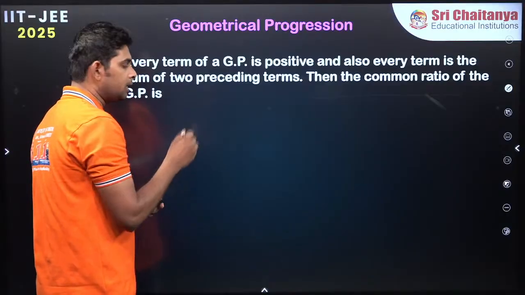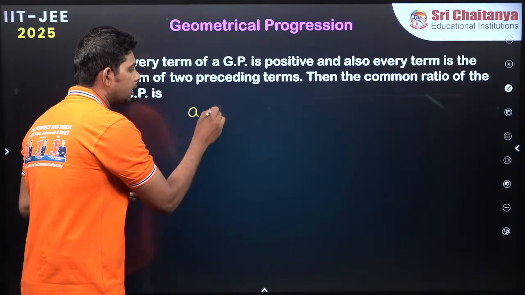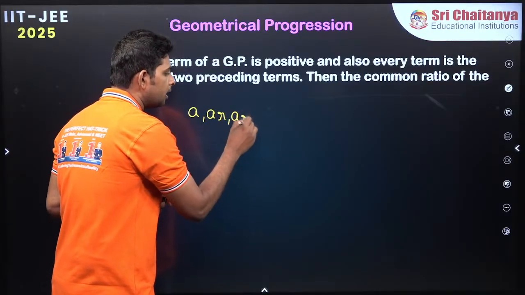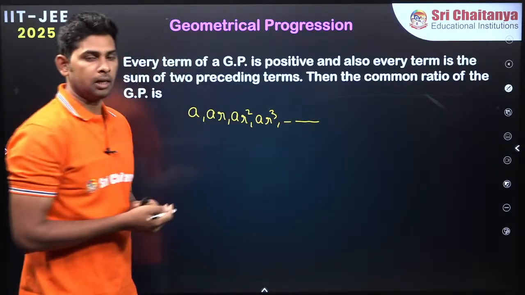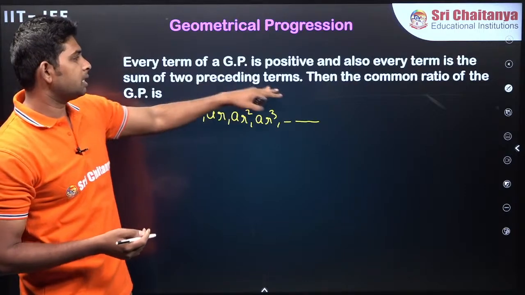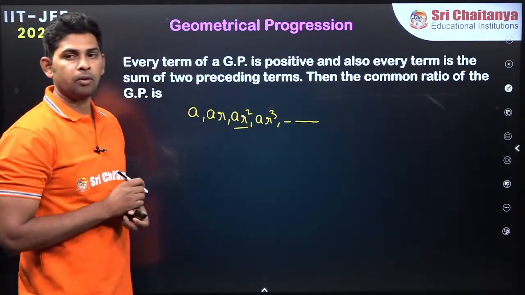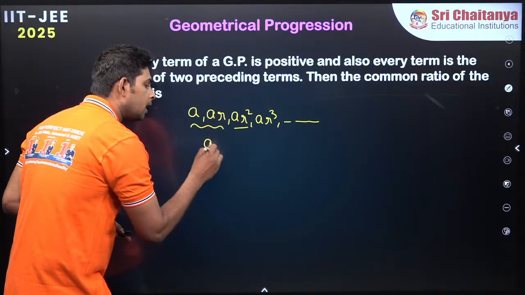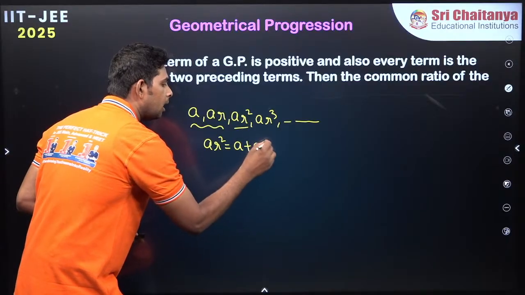As in the general form, we take a as the first term, ar as the second term, ar square, and obviously ar cube. Like this we write all the terms. Now they are saying that the sum of two preceding terms is equal to the next term. So taking ar square as one term, these two are the preceding terms. So ar square is equal to a plus ar.